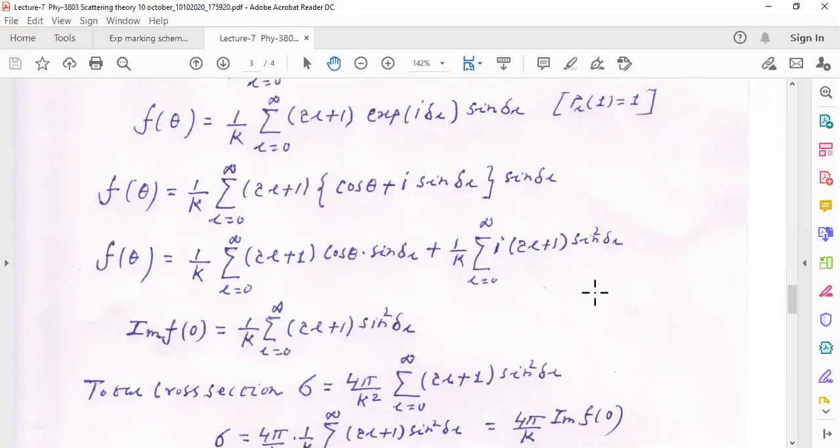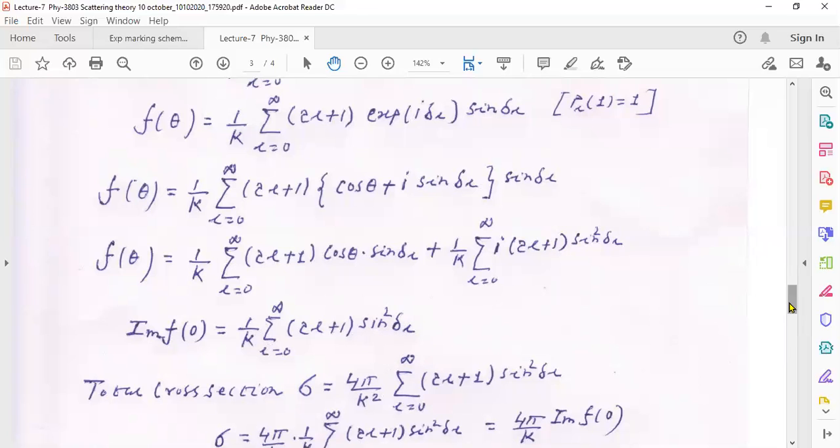Because you have a complex number, z equal to x plus iy. So x is the real term, y is the imaginary. Imaginary is iy, so this is the y term. So 1 upon k, sum over L, 2l plus 1, sin square delta. Right? Now the total cross section.